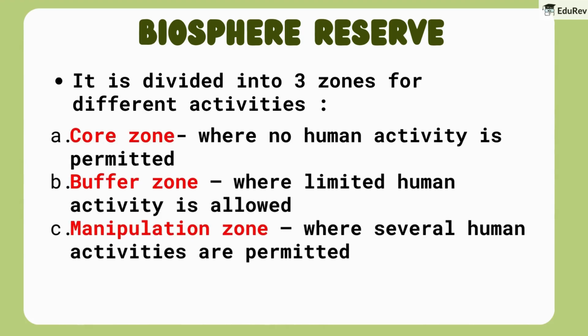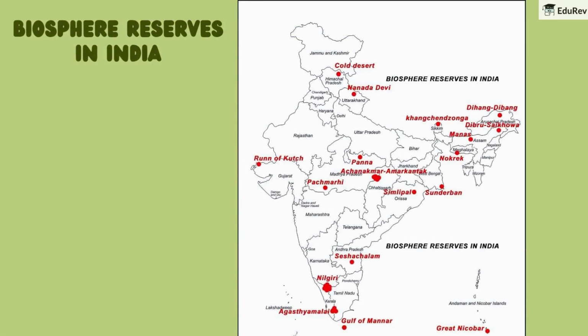Core zone, where no human activity is permitted. Buffer zone, where limited human activity is allowed. Manipulation zone, where several human activities are permitted. India has 18 amazing biosphere reserves.